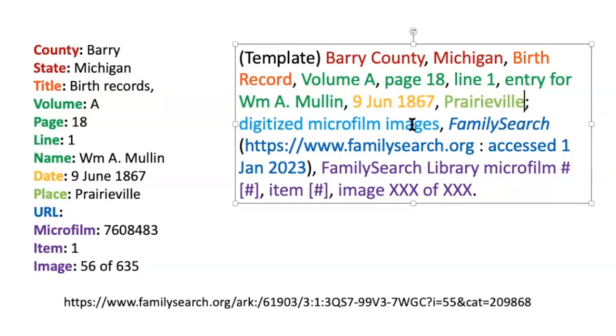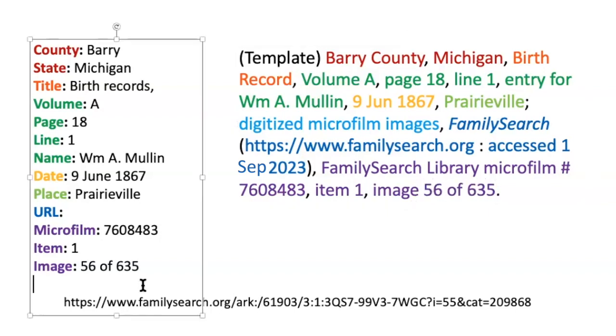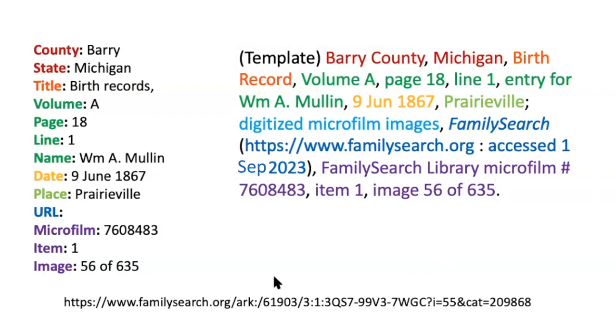Then we have that this is digitized microfilm images at Family Search. If we wanted to, we could add in the URL down here and put that in place of the generic URL. Then we can change the access date as needed. We can add in the film number. And then it's item 1, which isn't always completely necessary if it is the first item, but it's helpful sometimes. Okay, but if it is a second or third item, be sure to always include the item number on that film. So we have image 56. Okay, so our citation is finished.